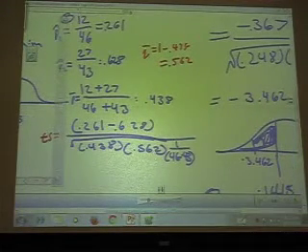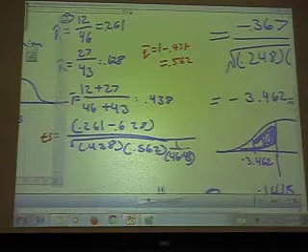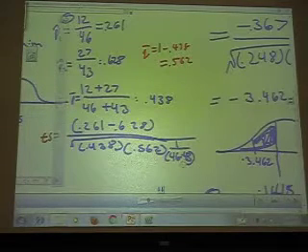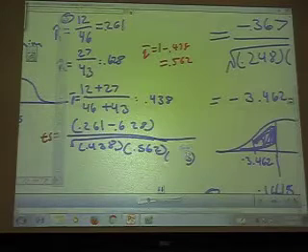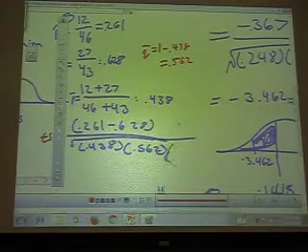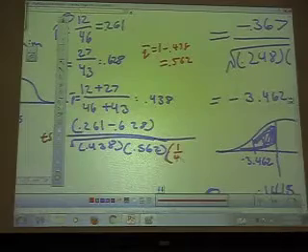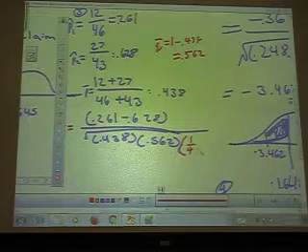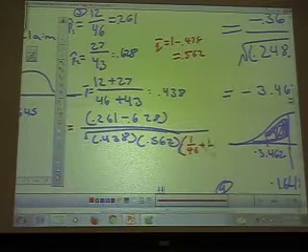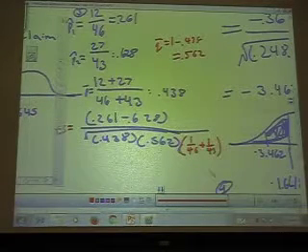Oh, wait a second. All right, so this part here, did you add these or did you multiply these? Add these. Okay, so you can't do it like that. It's got to be 1 over 46 plus 1 over 43. That is not the same as 1 over 46 plus 43.